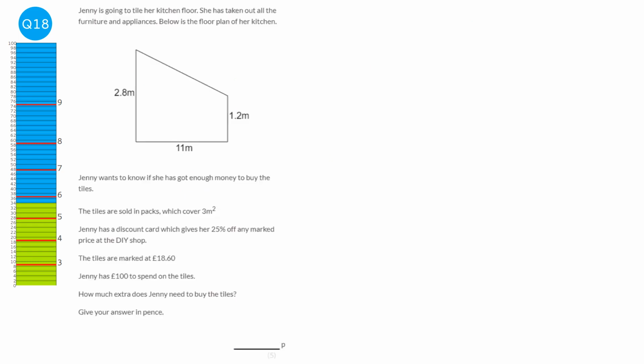The first thing we need to do is work out the area of the floor, and you'll notice that this is a trapezium. So with a trapezium, the formula is half a plus b times h, and a and b are the parallel sides, so these ones are the parallel sides, and the height is the one connecting the two bases, the two parallel sides. So we're going to start off by writing down the formula.